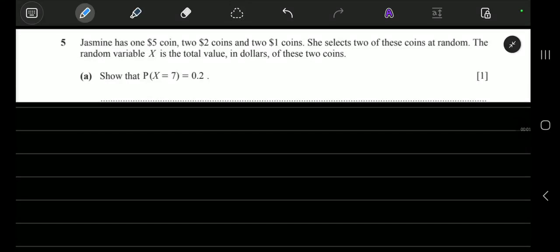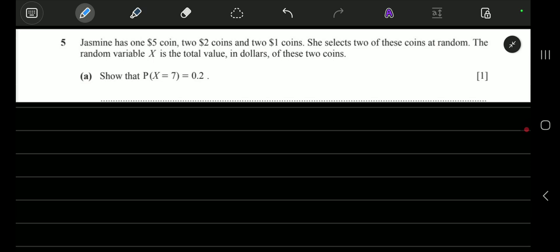Question number 5. Jasmine has one $5 coin, two $2 coins, and two $1 coins. She selects two of these coins at random. The random variable x is the total value in dollars of these two coins. Show that the probability of x equals 7 is equal to 0.2.